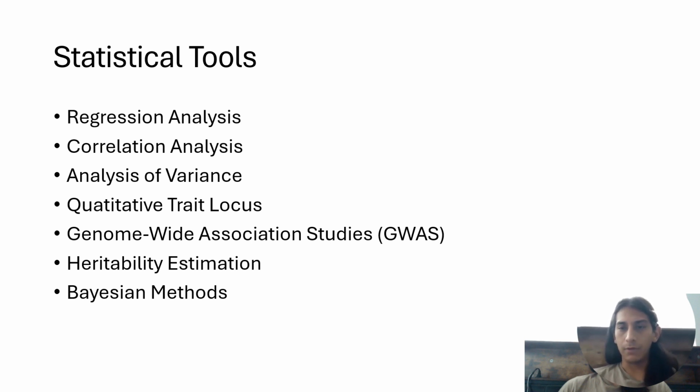Heritability estimation, I believe Elizabeth touched on this a little bit. Narrow-sense heritability estimates the proportion of phenotypic variation due to additive genetic effects. Broad-sense heritability estimates the proportion of phenotypic variation due to all genetic effects. Bayesian methods use Bayesian statistics to estimate genetic parameters such as heritability and QTL effects. Bayesian QTL mapping uses Bayesian statistics to identify QTLs.